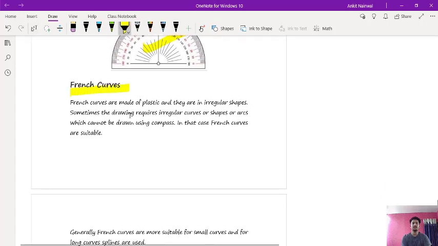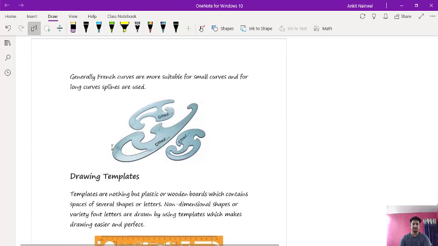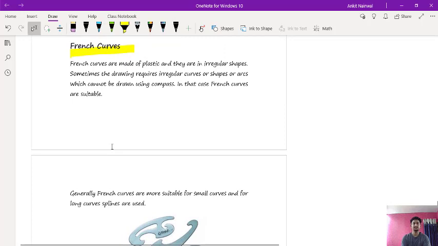This is not that important, but somewhere in drawing we sometimes use French curves. They are made of plastic and they are irregular shapes. This looks like this. Okay, these are irregular shapes. Sometimes in drawing there are curves that cannot be made by the compass, so we use these French curves for drawing any curve or arc. Sometimes the drawing requires irregular curves or shapes or arcs which cannot be drawn using a compass.